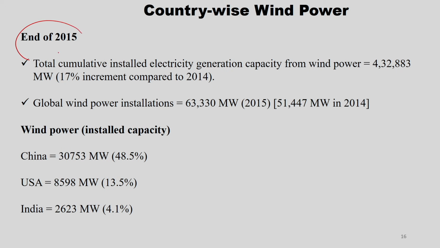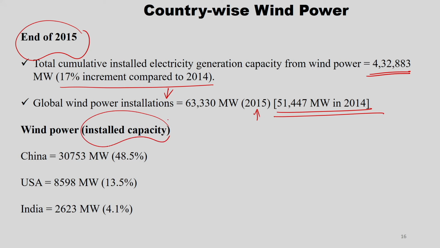At the end of 2015, the total cumulative installed electricity generation capacity from wind is around 4,32,883 megawatt, which is a 17% increment compared to the year 2014, and global wind power installations are equal to 63,330 megawatt. This is also at the end of 2015, but at the end of 2014 it was about 51,447 megawatt.